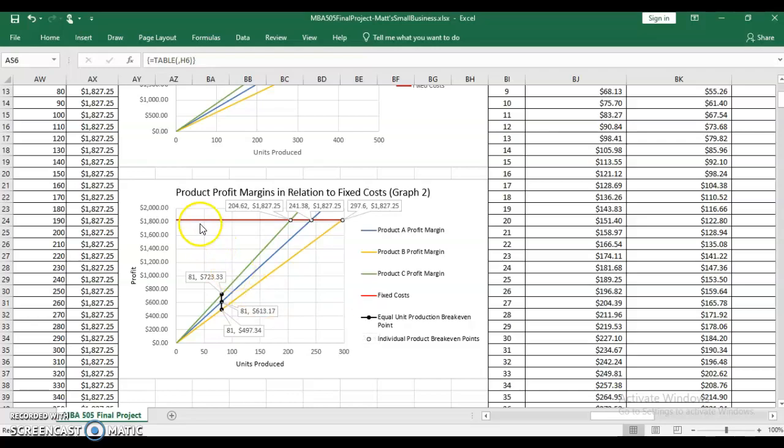I took this table down here and made this graph that's included in my report. Red is the fixed cost line and each projection accounts for variable costs, so my break-even points for each product occur whenever my projections cross that fixed cost line at 1827.25. These are the numbers we established earlier in the individual product break-even analysis.